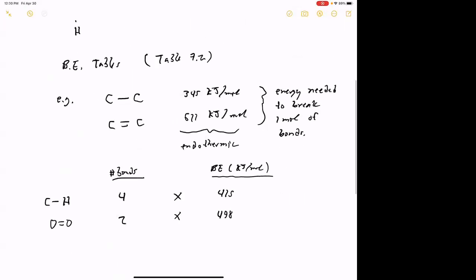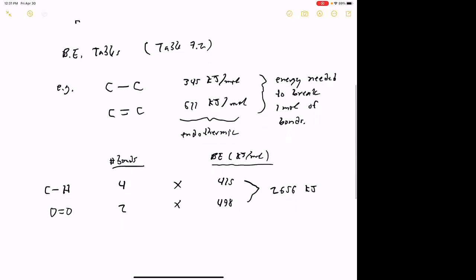So what do you think I should do? Well, I multiply those together and then add them, don't I? So collectively, if you do that, 4 times 415 added to 2 times 498 gives you 2,656 kilojoules per mole. Or we could just leave it at kilojoules if we want. So that's the energy I got to put in. That's the endothermic part to break all the bonds.